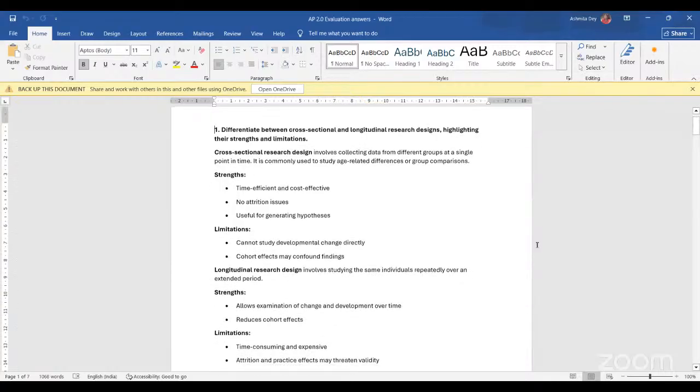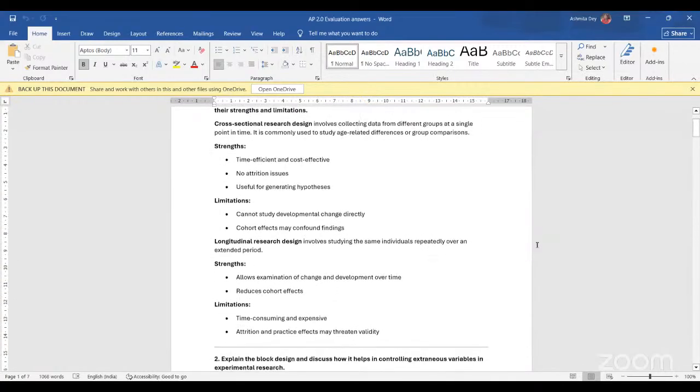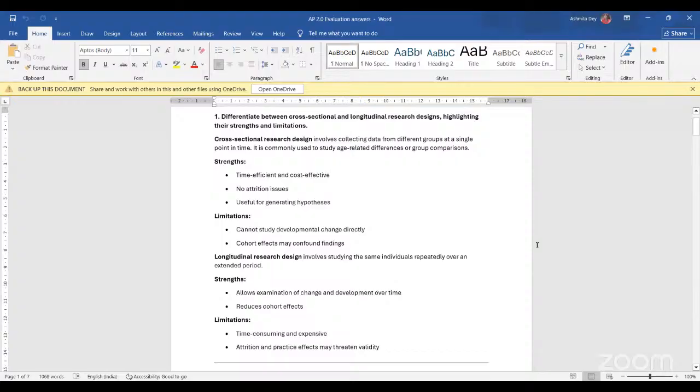So over here, the entire answer is given. It talks about how the cross-sectional research design involves collecting data from different groups at a single point in time, whereas longitudinal research design involves studying the same individuals repeatedly over an extended period. Each of the research designs' strengths and limitations have also been highlighted.